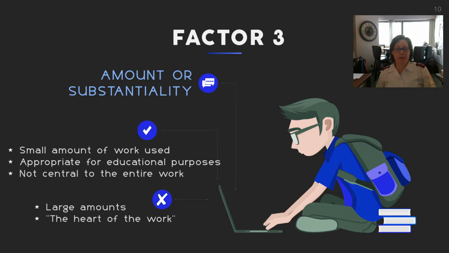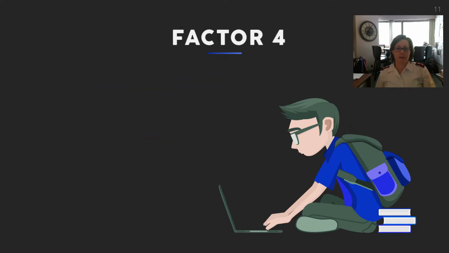Things that oppose fair use. This is usually if large amounts of the work are utilized or if the heart of the work has been used. Now let's take a look at factor 4, the financial effect.